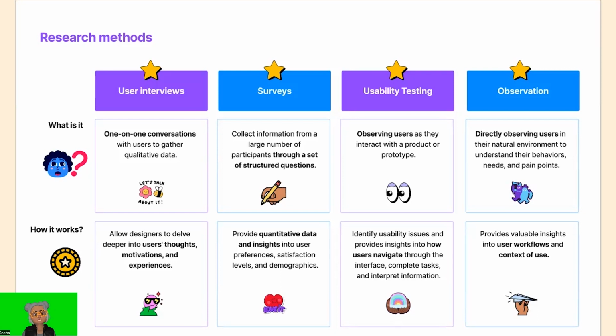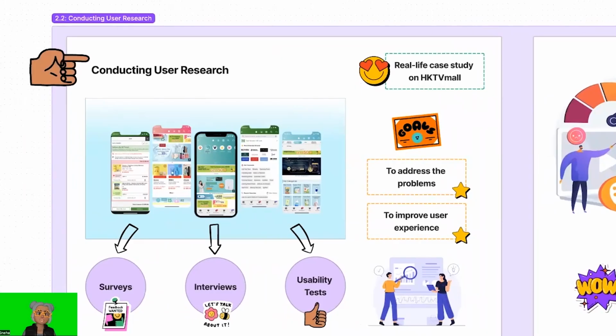Now, in the next video, we'll see how the Xccelerate students incorporated user research in their case study. It's going to be a fun and exciting exploration of how they gathered insights from real users to inform their design decisions. Now, we will see how it was conducted in a case study of the HKTV Mall app. The students employed multiple user research methods, including surveys, interviews, and usability tests. They wanted to improve the experience of users and address any problems they might be facing.